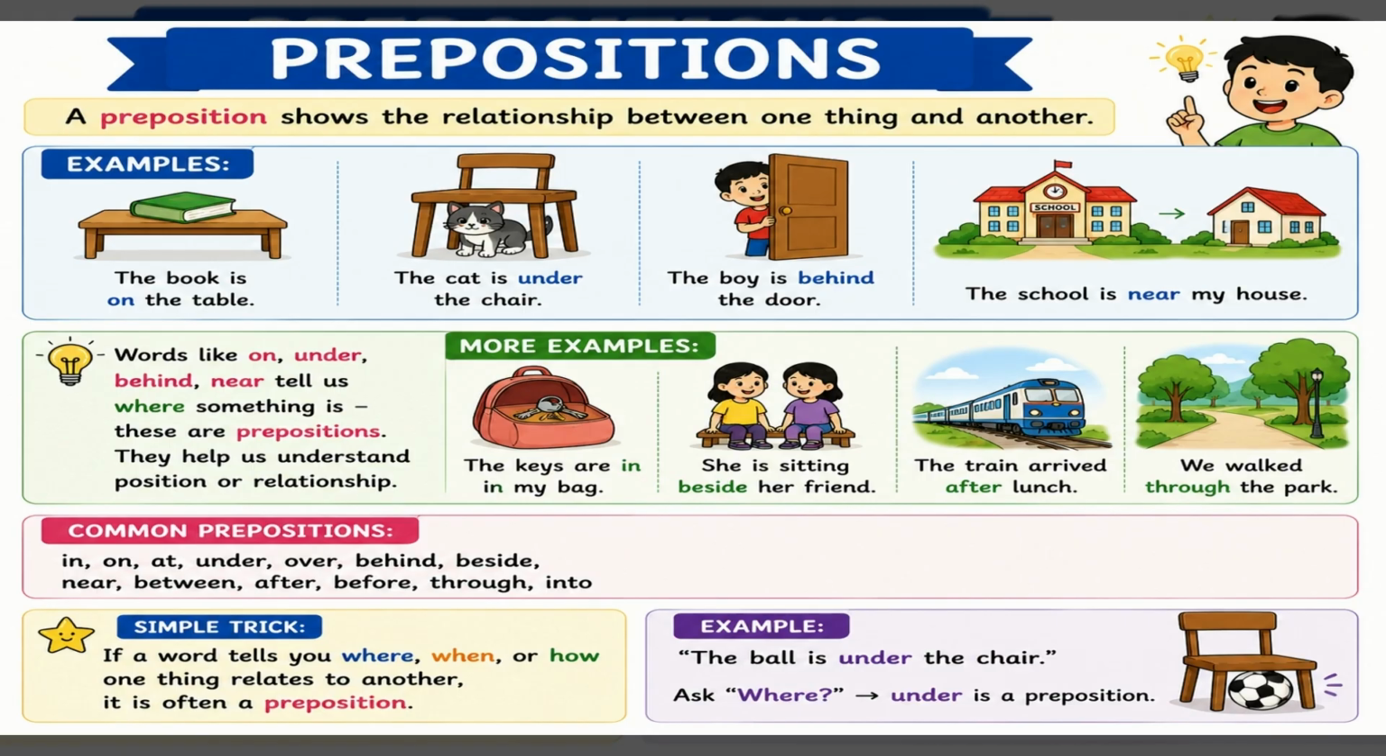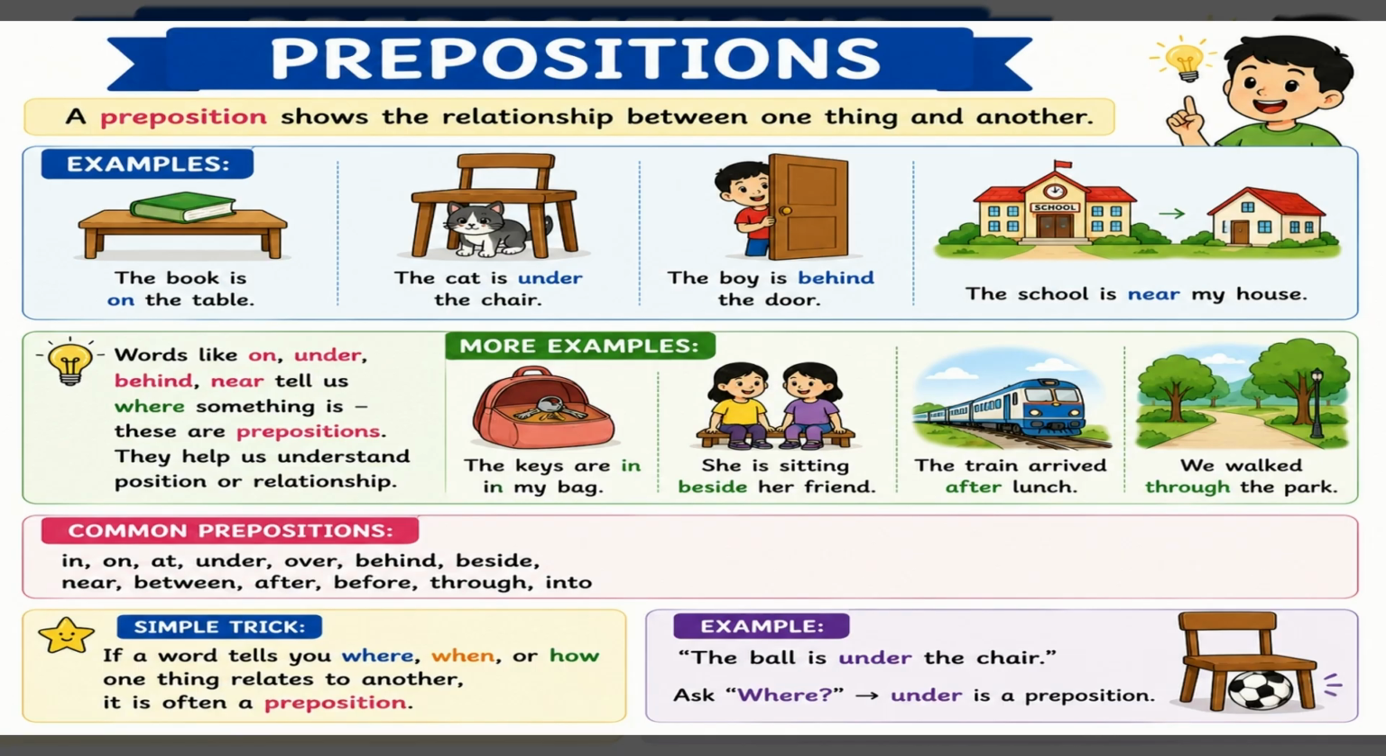Let's take one final example. The ball is under the chair. Now ask yourself, where is the ball? The answer is under the chair. The word under shows the position of the ball in relation to the chair. So, under is the preposition. And that's the basic idea of a preposition.